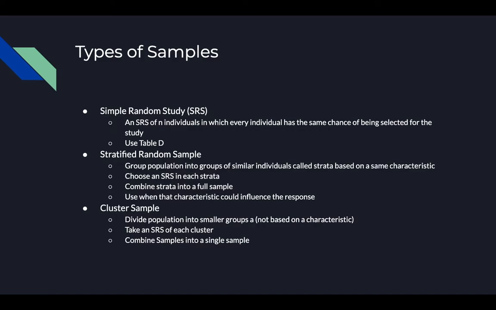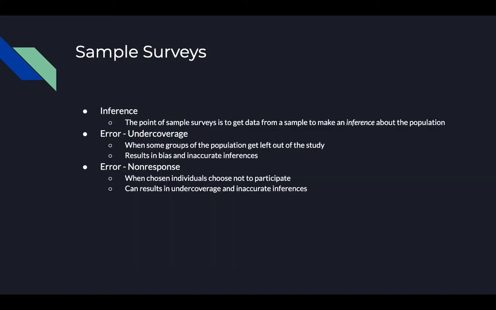Instead of doing a stratified random sample, we could also do a cluster sample, in which case we divide the population into smaller groups, but this is not based on a similar characteristic as in a stratified random sample. The main difference between the two is that in a stratified random sample, we break them up into groups of similar characteristics, and in a cluster sample, you do not. After you divide the population into smaller groups, you take an SRS of each cluster and combine the samples into a single sample, which you do the experiment or observational study on.